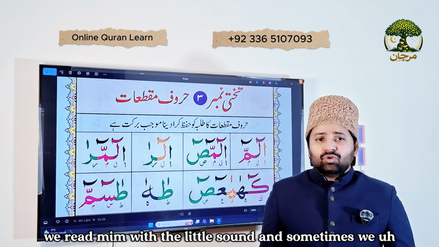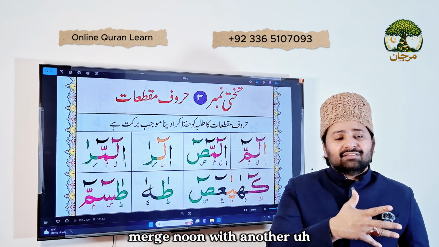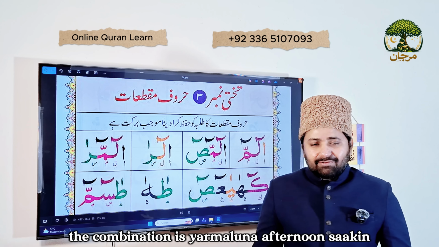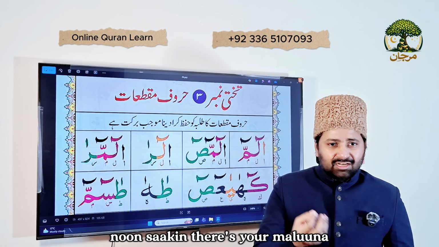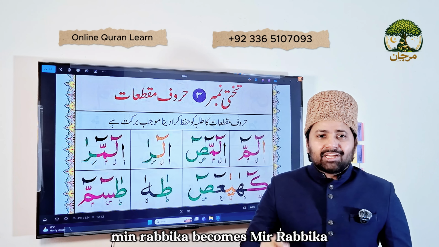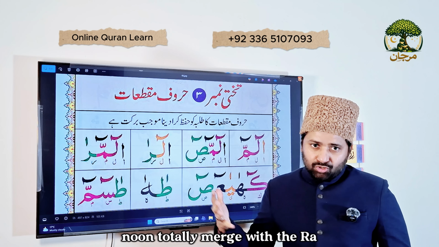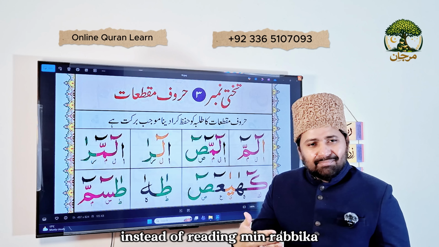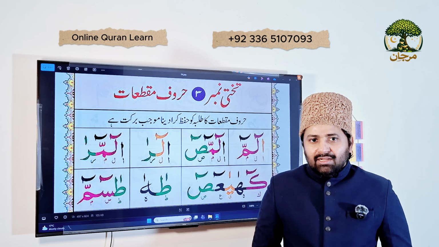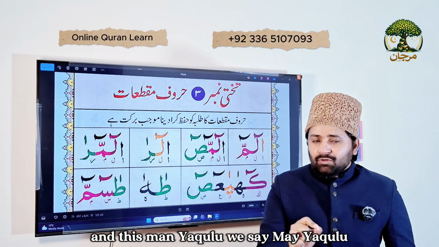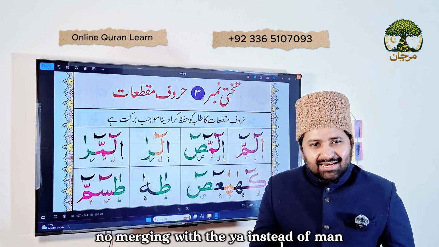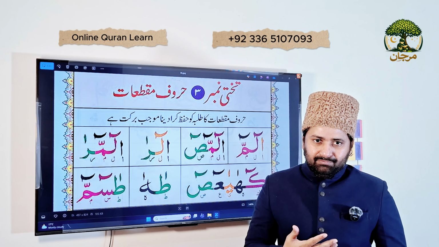And sometimes we merge noon with another letter: ya, ra, mim, lam, waw, noon. The combination is yarmaluna. After noon sakin, if there's one of yarmaluna letters, we merge with them. Like the word written min rabbika becomes mir rabbika. Noon totally merged with the ra. Instead of reading min rabbika, we have to read mir rabbika, because after noon there's the ra. And there's man yaqulu, noon merging with a ya.